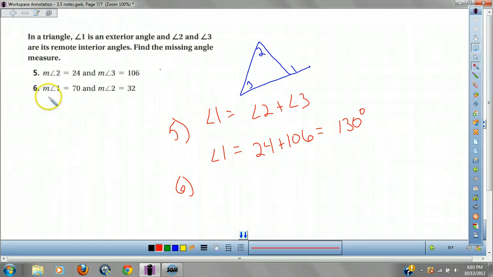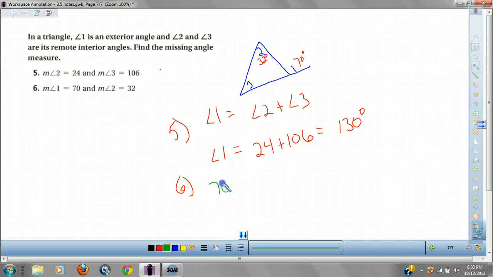Okay. Now for number 6. They give me 1 is 70. 2 is 32. Well, again, I know 1 equals 2 plus 3. I know that sounds weird. It's angle 1 equals angle 2 plus angle 3. Actually, it's measure of angle 1 equals measure of 2 plus measure of angle 3.